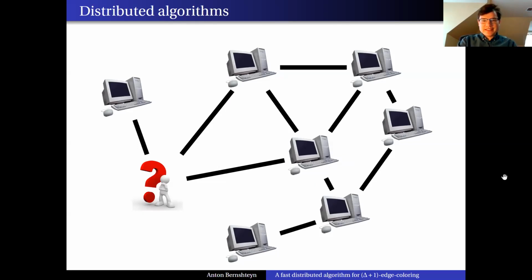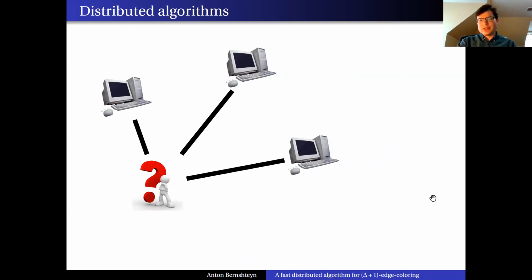The problem is that this vertex doesn't actually know what the whole network looks like. It is only aware of its neighbors in the graph, and it can send messages to them and receive messages from those neighbors. And it has to make a decision about its color or the colors of its incident edges based on this communication with its neighbors. And of course, all of these decisions have to be consistent. The resulting coloring actually has to be a proper coloring. So the question that we now ask is how much communication is needed? How many rounds of sending messages back and forth are needed in order to solve the given combinatorial problem?